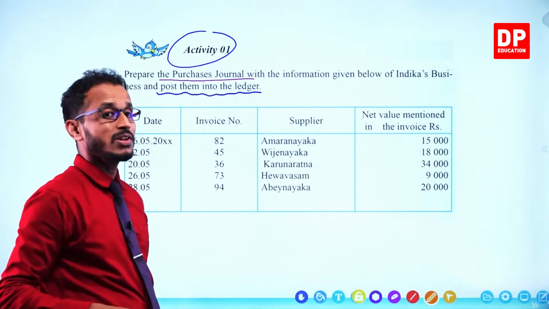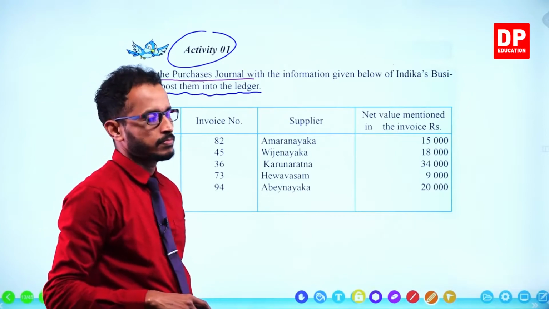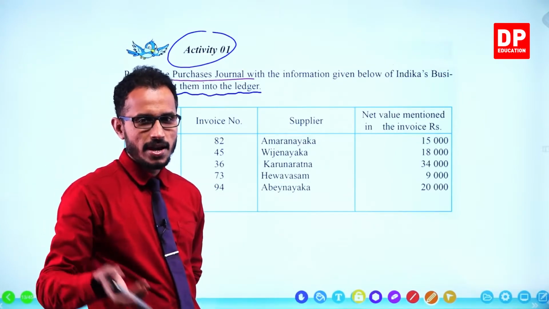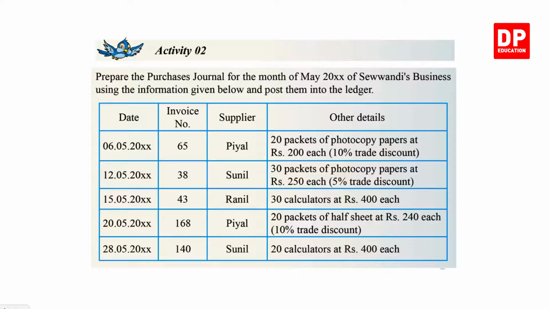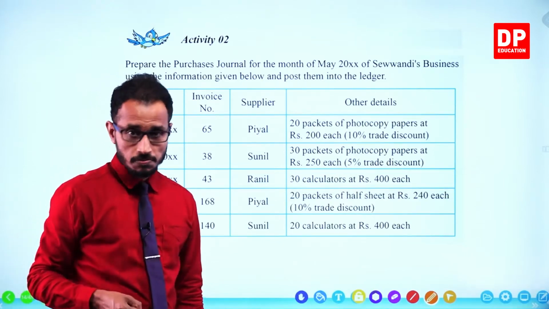That means they are asking for ledger accounts too. It doesn't matter. Easy peasy. Alright. We have another activity. Prepare the purchases journal for the month of May of Sevwandi's business using the information given below and post them into the ledger. Alright. I'm giving you the choice.